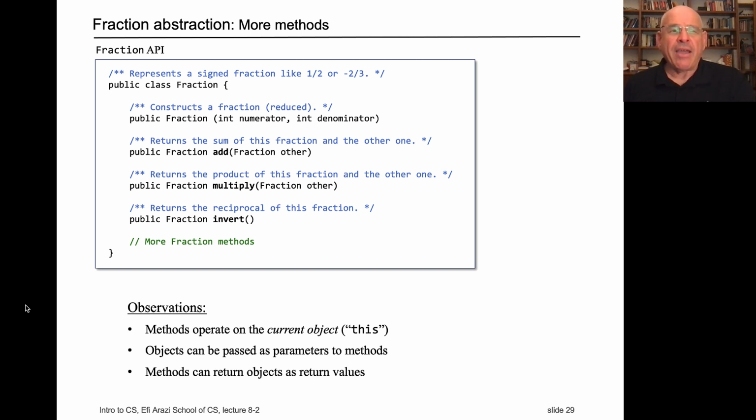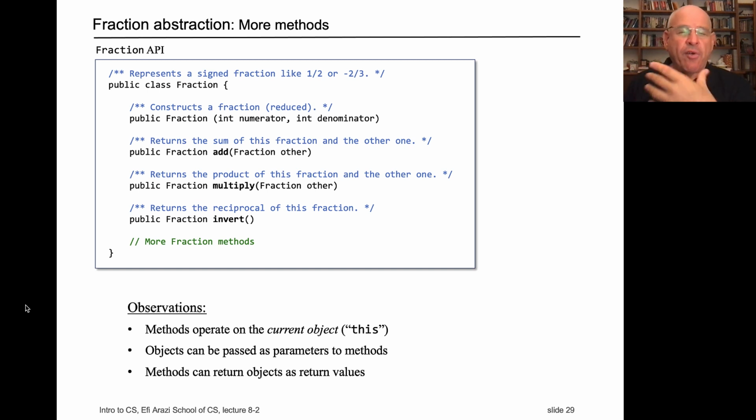If you look at the API, look at add, for example, it says returns the sum of this fraction, the current object, and the other one. Okay? Now, notice that methods operate or can operate on other objects, not only on the current object, and methods can also return objects as their return values. You see it from the definition of add, multiply, and invert.